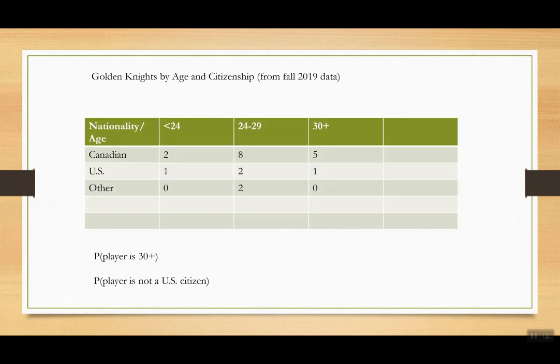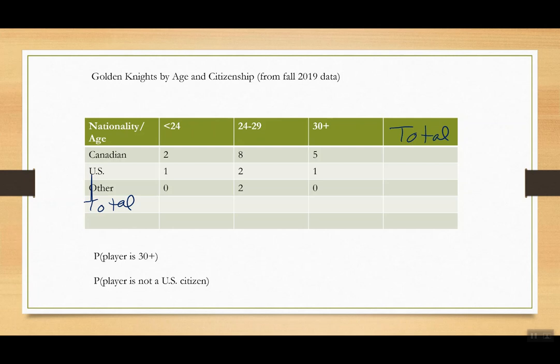All right, so then I thought, let's just look at a table and do it a little bit different way. So these are the ages and citizenship of the Golden Knights hockey team from the fall of 2019 data. So here's what I have. I have categories of Canadian, US, and other. I have age categories of less than 24, 24 to 29, and over 30. Number one, what's missing in every way are totals. So I'm going to put totals both on the right and on the bottom.